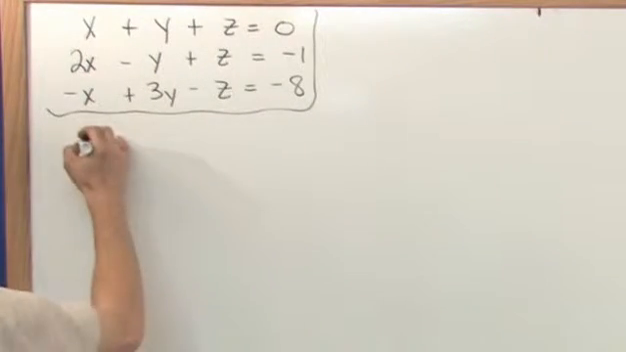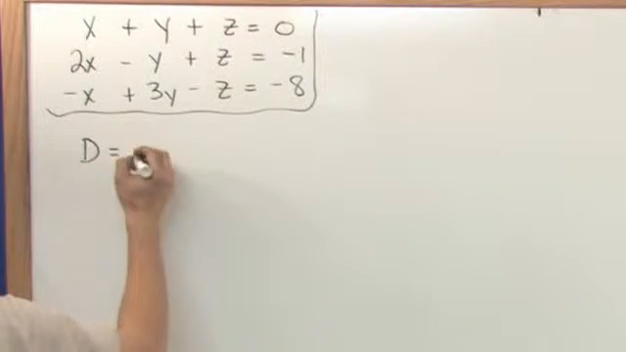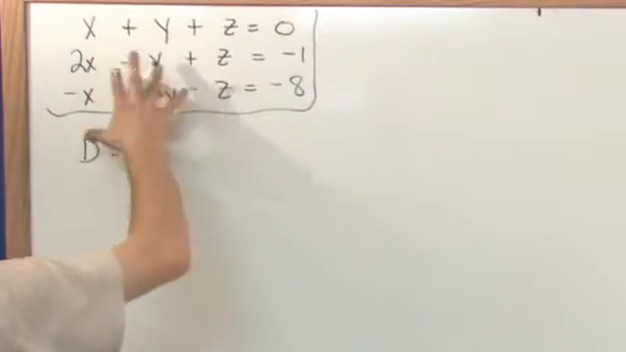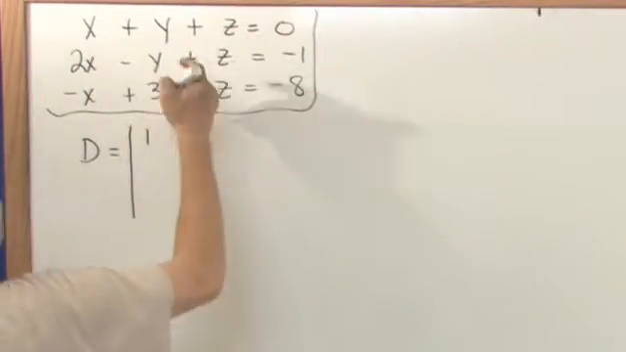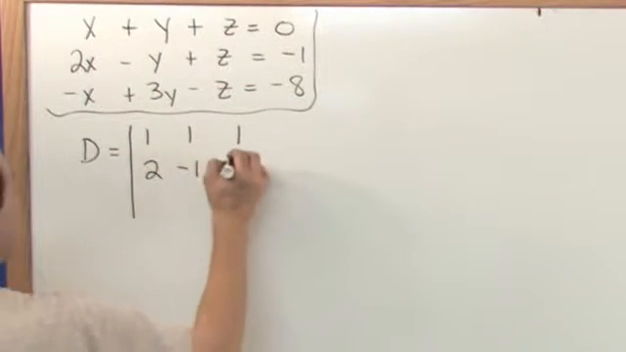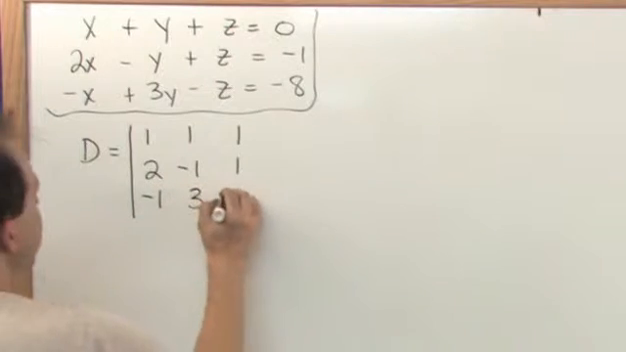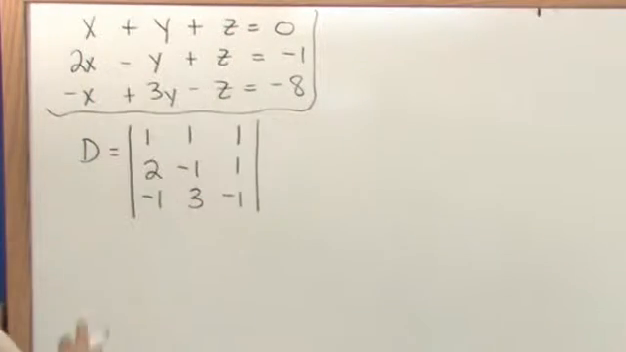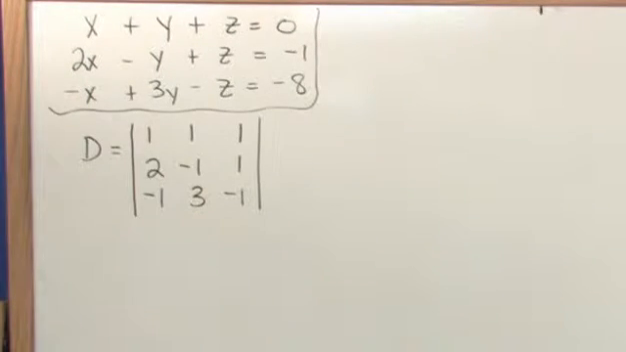So let's do that. The first determinant, the big D, is just going to be the determinant of everything in the coefficients over here. So you're going to have 1, 1, 1, 2, negative 1, 1, negative 1, 3, negative 1. Those are the coefficients there. We'll calculate it in just a moment. Okay? These are the coefficients here, and let's go ahead and calculate this right now.